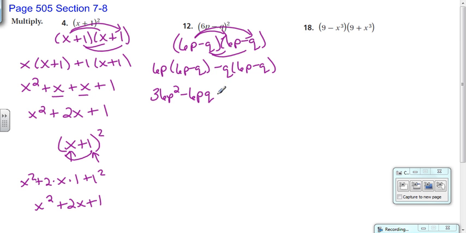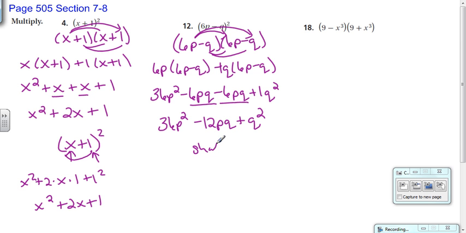Notice I put the letters in alphabetical order. And then negative 1q times 6p is negative 6pq, because I'm going to put the letters in alphabetical order. And negative 1q times negative 1q is a positive 1q squared. So then I have like terms with a negative 6pq and a negative 6pq, and I can get negative 12pq and get 36p squared minus 12pq plus 1q squared.